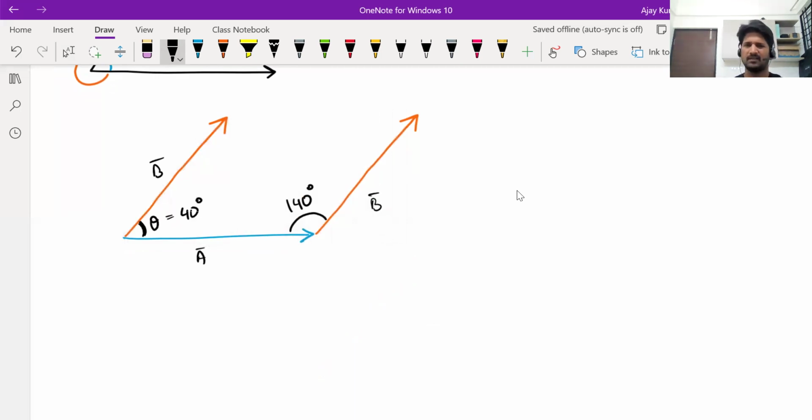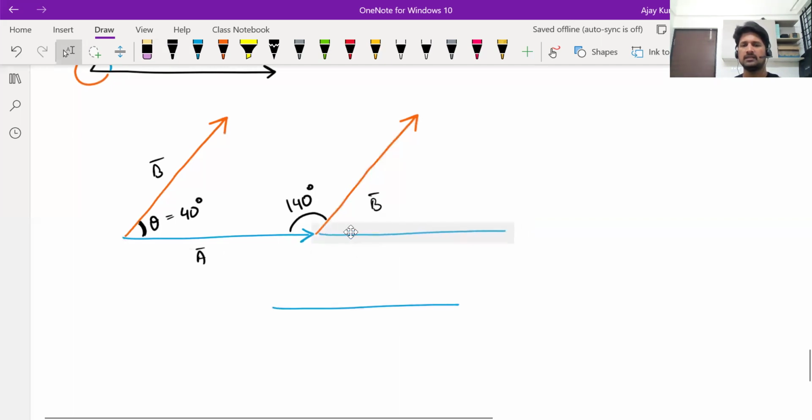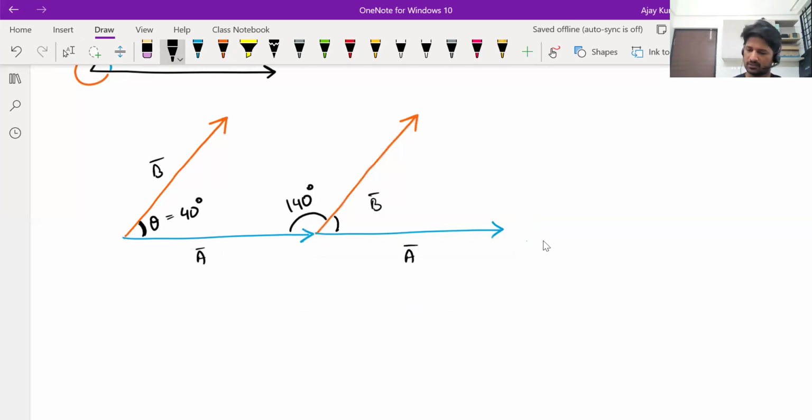Again, the parallel lines transversal. Or you can slide A also, then it will become even more easy to visualize. Any one vector you slide such that their tails coincide. So if I slide A here, then we can clearly visualize. We know total angle is 180, then this becomes 40. So that's the proper angle between these two vectors, 40 degrees.